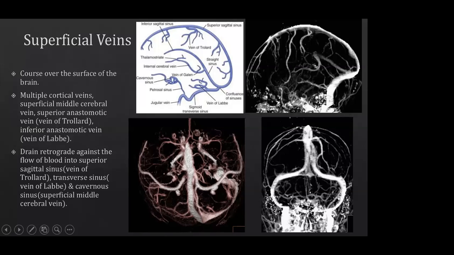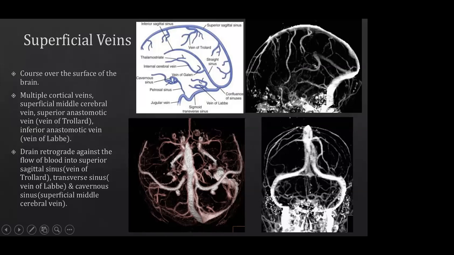and then the superficial middle cerebral veins, which drain the inferior and anterior aspect of the cerebral convexity. So kind of the inferior frontal lobe, the temporal lobe in its anterior aspect, also a fair amount of the inferior parietal lobule will drain anteriorly via the superficial middle cerebral veins.